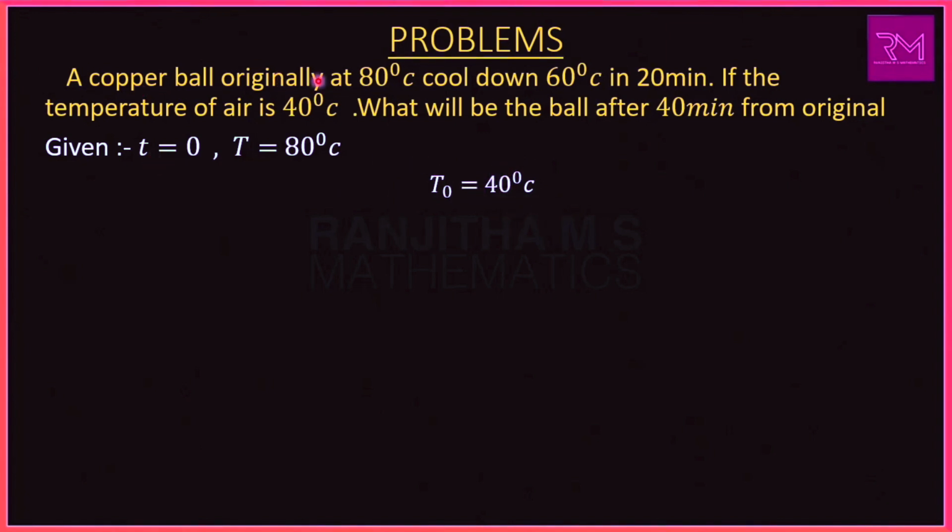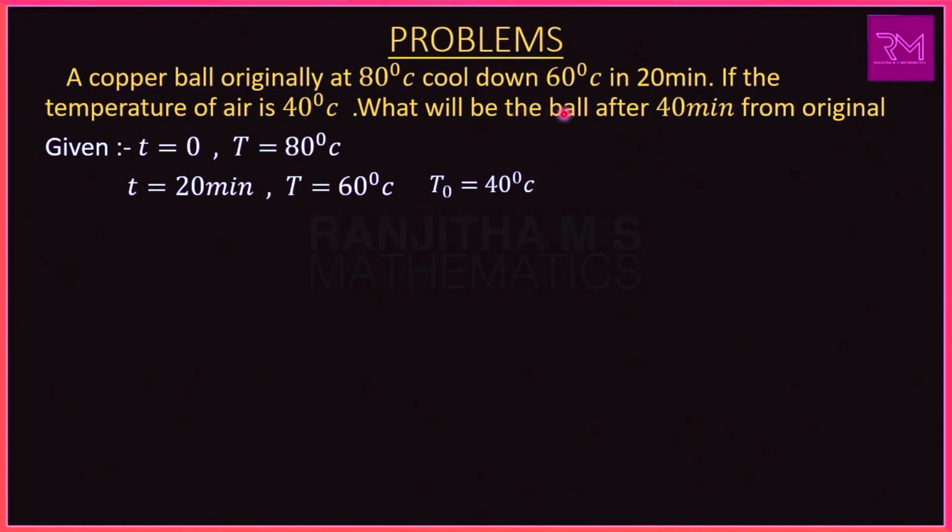The copper ball originally at 80 degrees Celsius means at time t equal to 0, the temperature of the copper ball is 80 degrees Celsius. At time 20 minutes, the copper ball reduced its temperature to 60 degrees Celsius. That means at time 20 minutes, the temperature of the copper ball is 60 degrees Celsius.